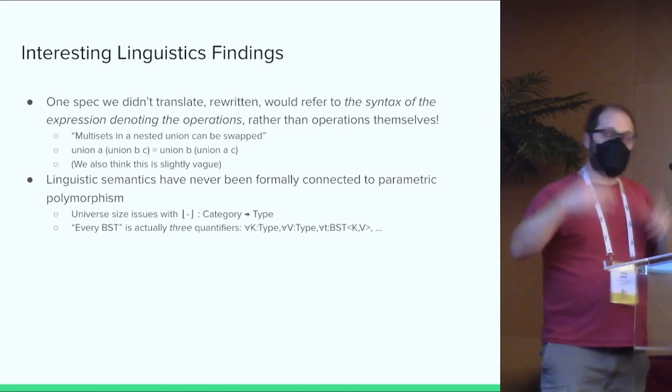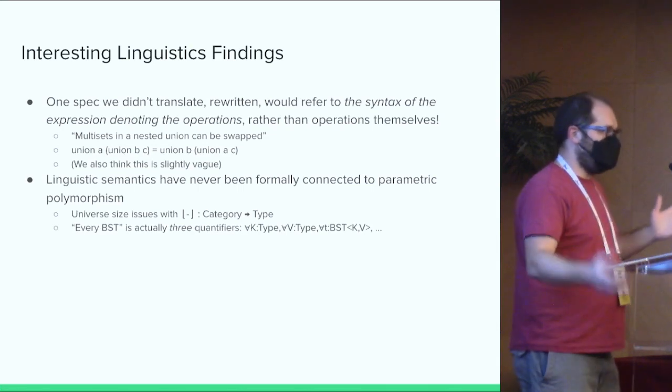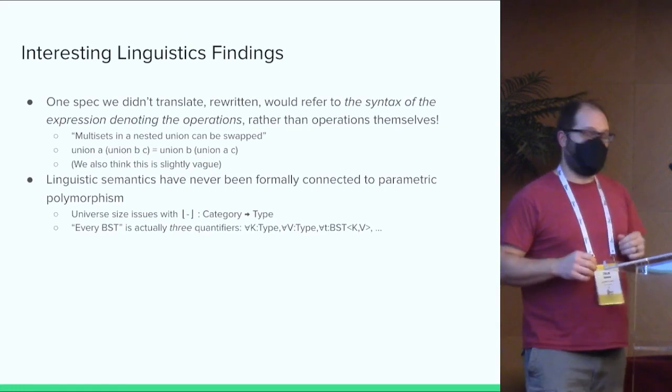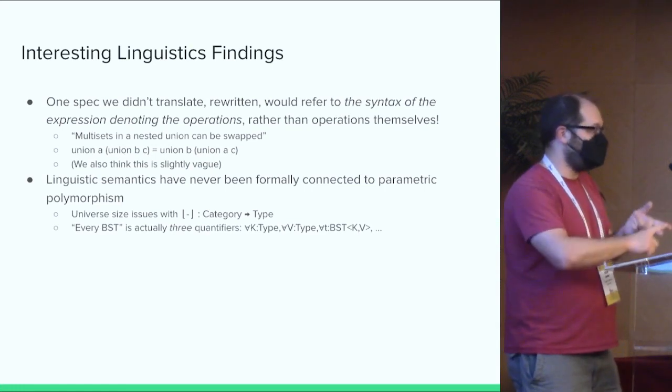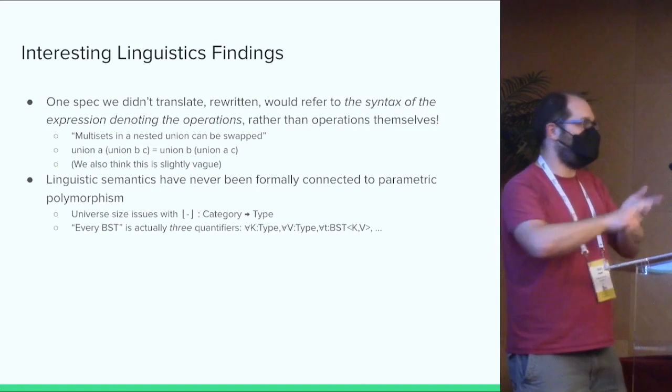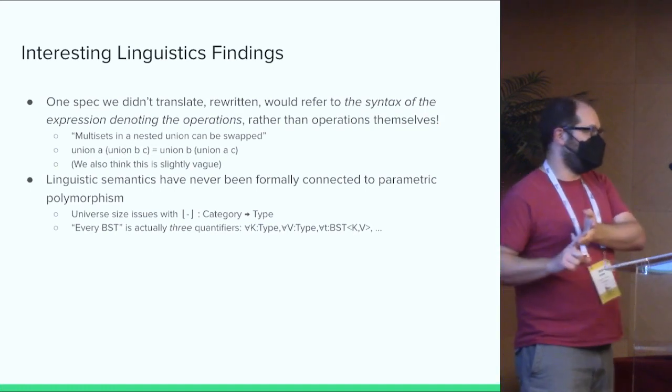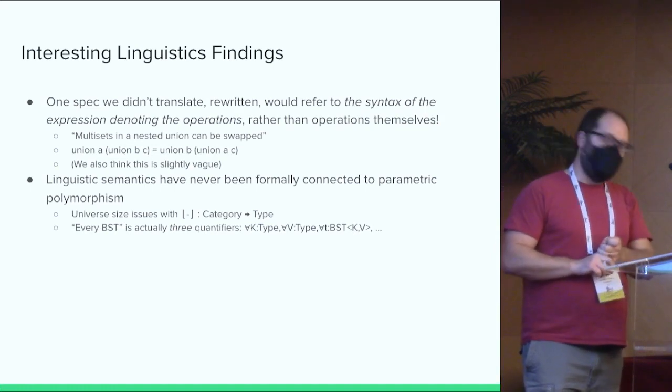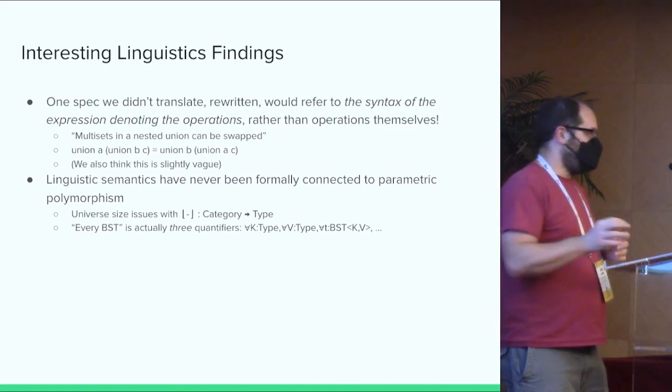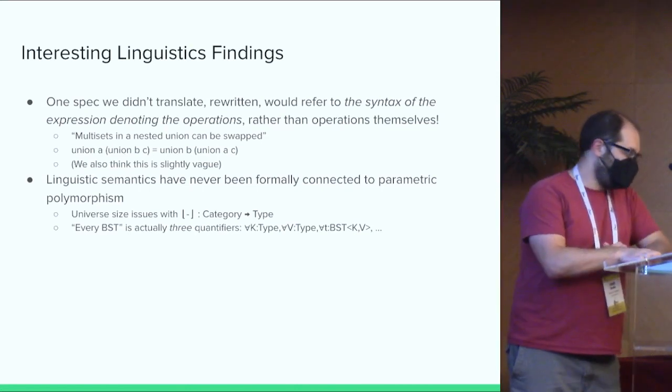Like if you say every BST, that's actually 3 quantifiers, not 1, because it's actually saying for every key type and every value type and every tree of that previously quantified key-value type choice. So there's a lot of interesting stuff going on there that we're going to dig into in the future.